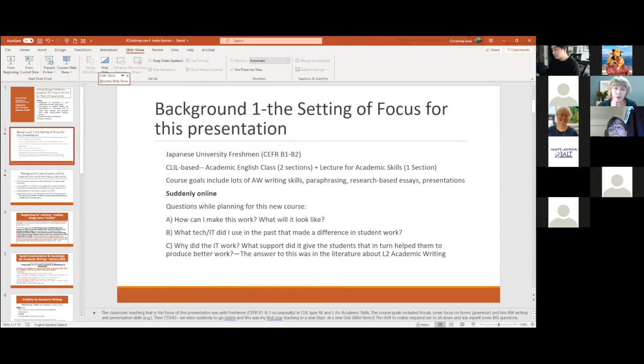The background. The classroom teaching that is the focus of this presentation was with freshmen, in the first semester of this year. They're CEFR B1, B2 occasionally, and they're CLIL-based academic English classes. And the course goals include vocabulary, some focus on forms, grammar, and lots of academic writing and presentation skills.